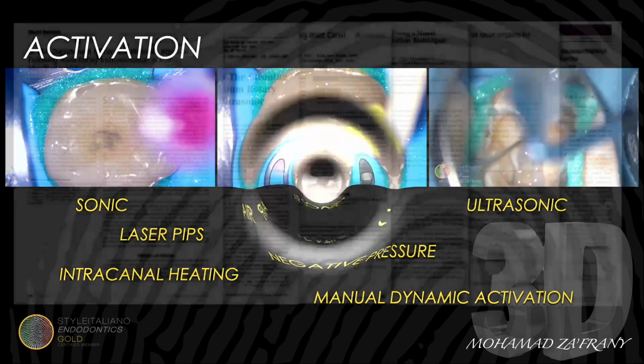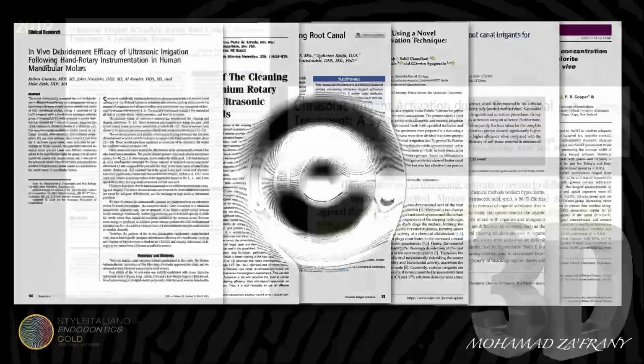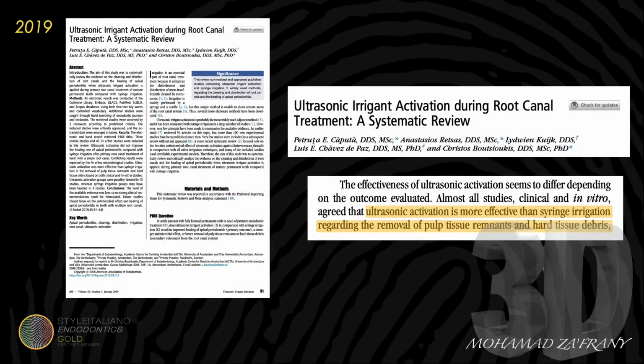But the most commonly used technique among endodontists is ultrasonic activation, and the importance of passive activation using ultrasonics has already been stated in the literature, and how it improves the quality of debridement and irrigation penetration into the dentinal tubules. A systematic review in 2019 about ultrasonic activation during root canal treatment shows that ultrasonic activation is more effective than syringe irrigation regarding the removal of pulp tissue remnants and hard tissue debris.